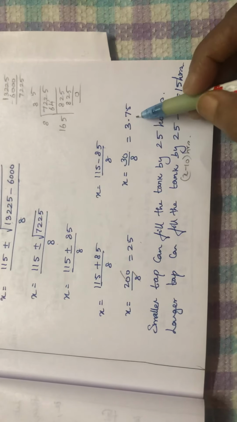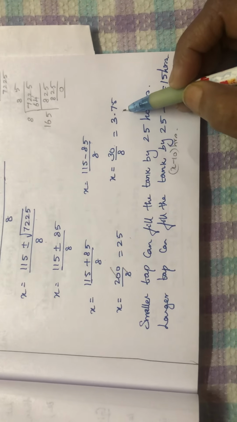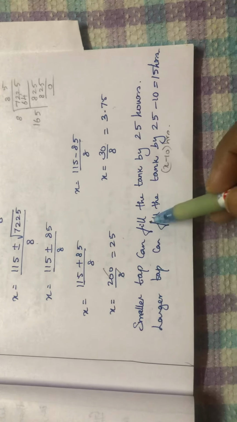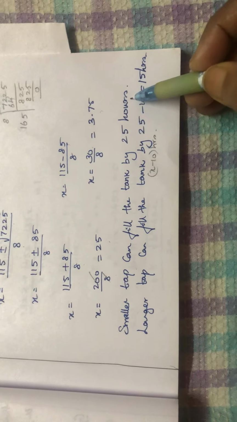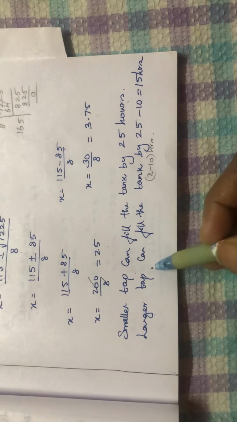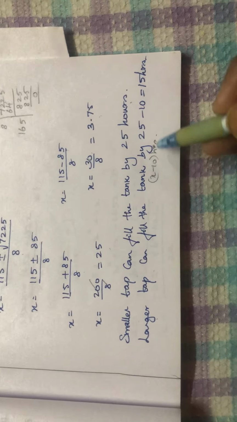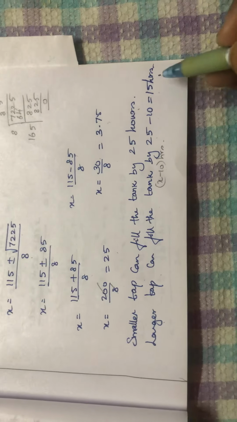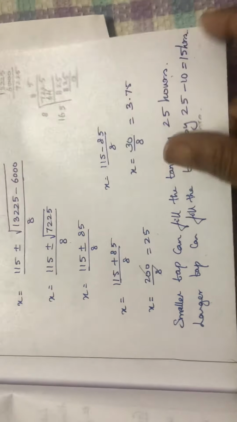So the diameter cannot be a fractional value. So I am going to take this 25. So the smaller tap can fill the tank in 25 hours. Therefore, the larger tap can fill that tank. What is the difference? It is 10 hours they have given. So 25 minus 10, which is equal to 15 hours.